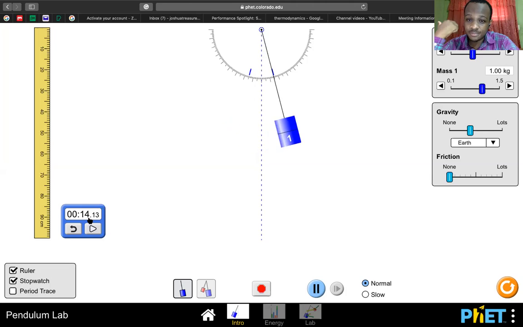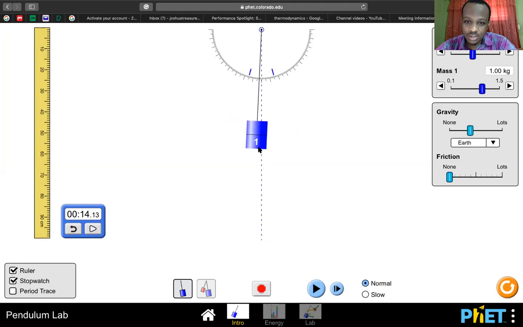14 seconds. Now let's try and change the length of the string. So let's put the length at, say, no, not so much, 0.9 meters. And we place it back at 15. So this value here is 14 seconds. Let's see what happens. If we increase the length, what will happen to the time it will take to complete the oscillations, right?